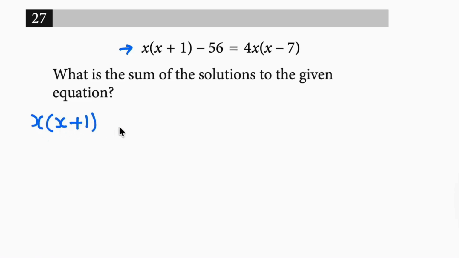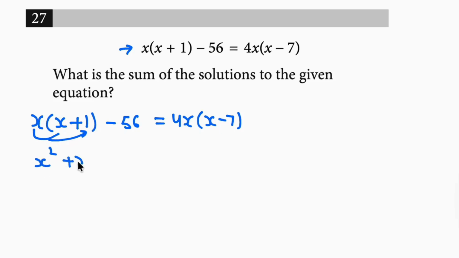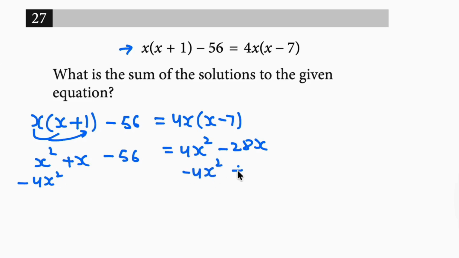x times (x plus 1) minus 56 is equal to 4x times (x minus 7). Let's apply the distributive property here. So that is x squared plus x minus 56 is equal to 4x squared minus 28x. Okay, so that is a quadratic equation. Now subtracting 4x squared on both sides, we have to make it equal to 0, and adding 28x on both sides.